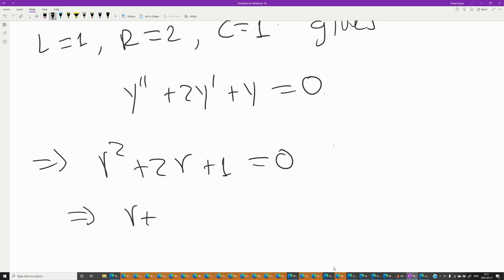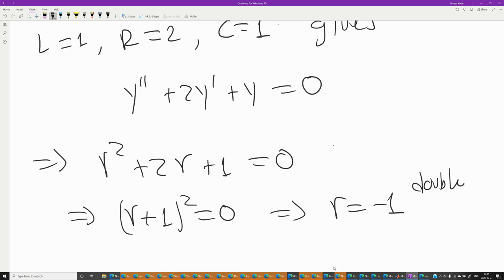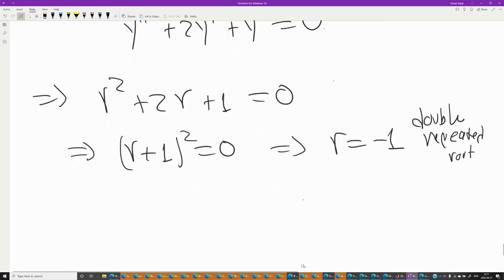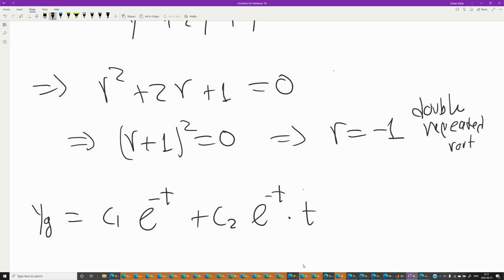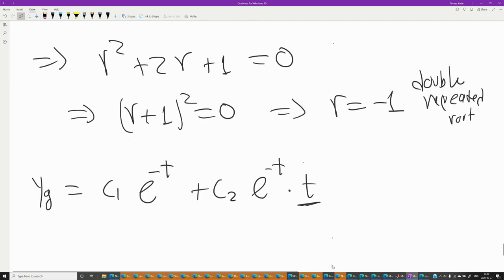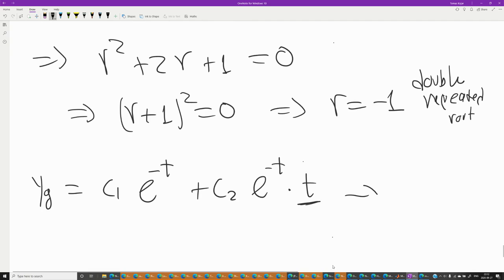So you have the double root, double repeated root. And as we did before, the general solution would be e to the rt, so e to the minus t, and then e to the minus t times the u of t. So again, you can see this guy decays to 0.